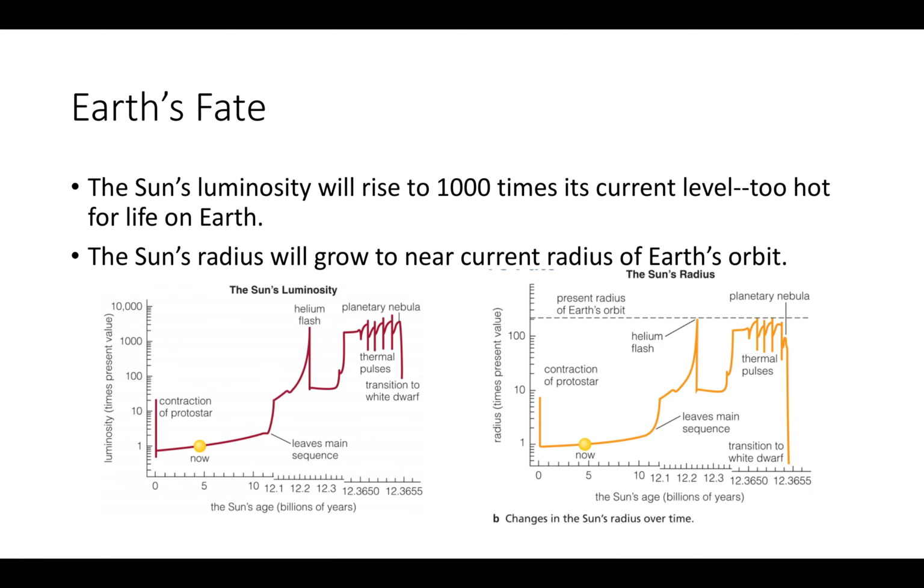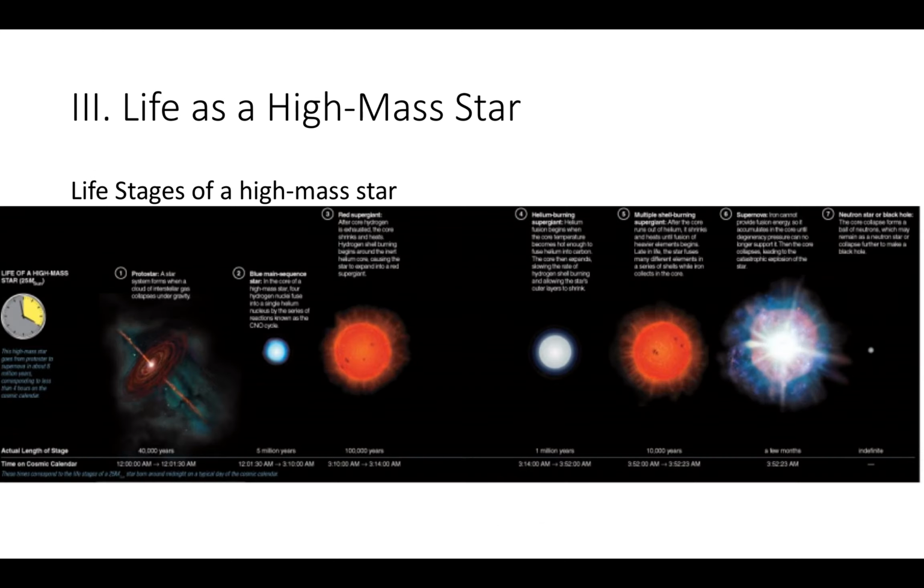Now, Earth's fate when this occurs: the sun's luminosity is going to increase to 100 times its current level, which is way too hot for us. Not only that, the sun's radius is going to grow to basically the size of our orbit, so it might engulf us.